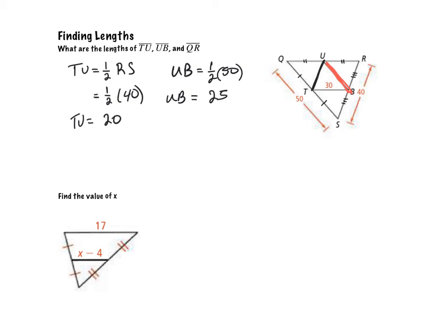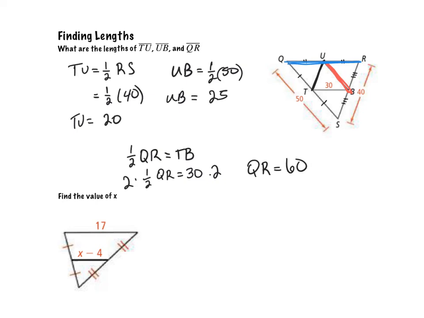Okay. And then the last one, we're looking at what is QR. So now we're looking at the side of the triangle. So I know that if I were to take half of QR, it would have to equal the side parallel to it, which is TB. And so now I think about what do I know? Well, I know that TB is 30, so I can say 1/2 of QR is equal to 30. So now to undo that 1/2, I need to multiply by 2. So QR is equal to 60.